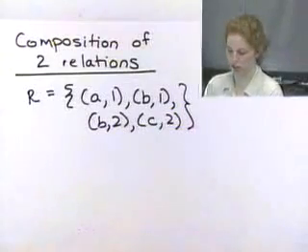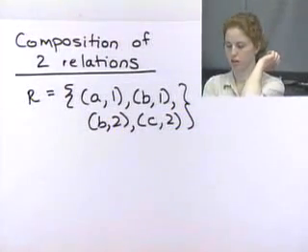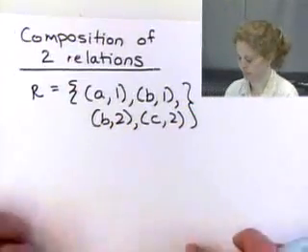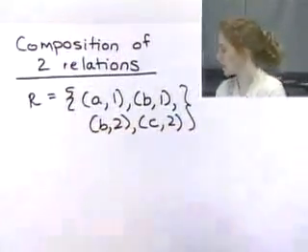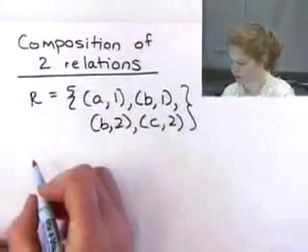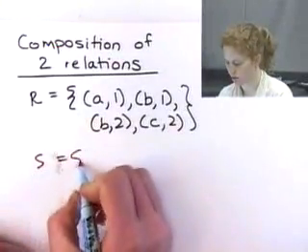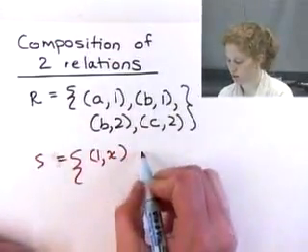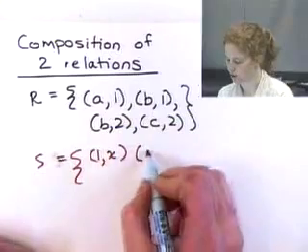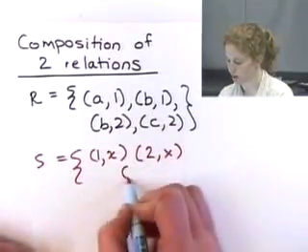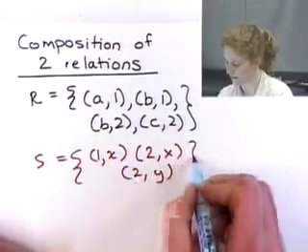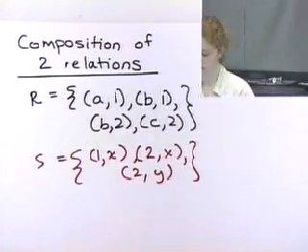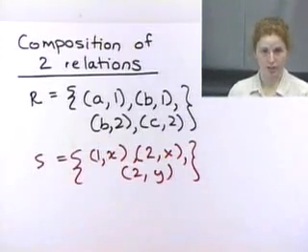So here's one relation, R: A to 1, B to 1, B to 2, and C to 2. And let's say that S: 1 goes to X, 2 goes to X, and 2 goes to Y. So I can draw these two relations.